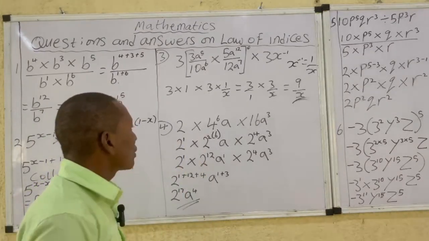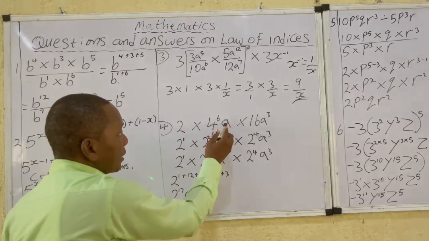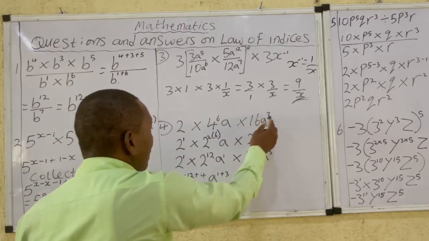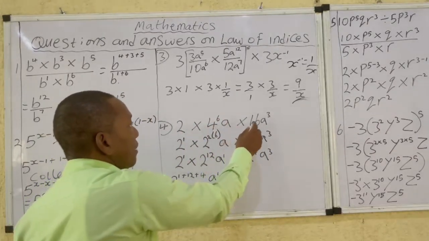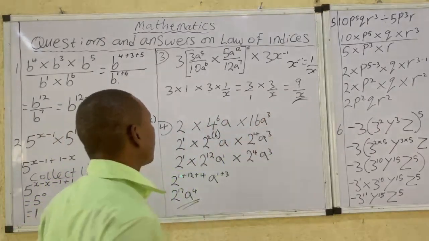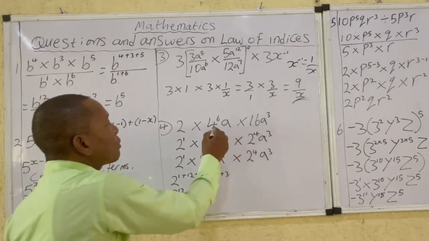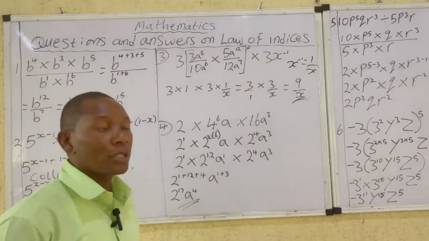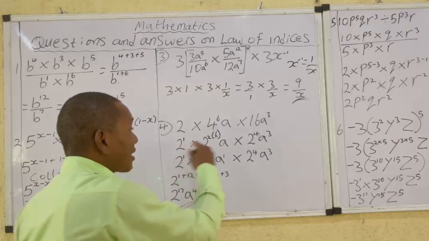The next question is 2 times 4 raised to power 6a times 16a raised to power 3. Again, 2 times 4 raised to power 6a times 16a raised to power 3. Now, the first thing that will come into my mind, all these bases, the figures or the numbers, seem to be different. So let me try and make them homogeneous or make them the same.